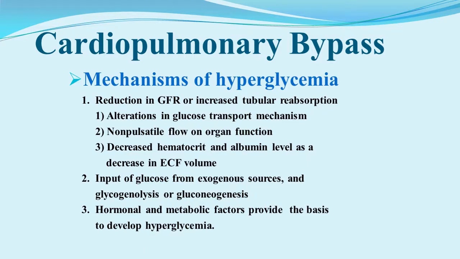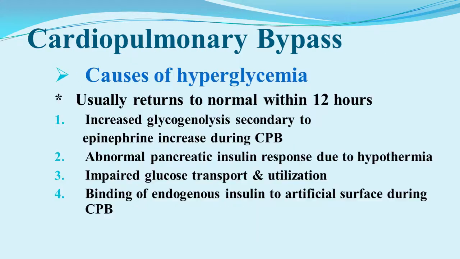Mechanism of hyperglycemia: reduction in GFR or increased tubular reabsorption, alteration in glucose transport mechanism, non-pulsatile flow affecting organ function, decreased hematocrit and albumin level as ECF volume decreases, input of glucose from exogenous sources, and glycogenolysis and gluconeogenesis. Hormonal and metabolic factors provide the basis for the development of hyperglycemia.